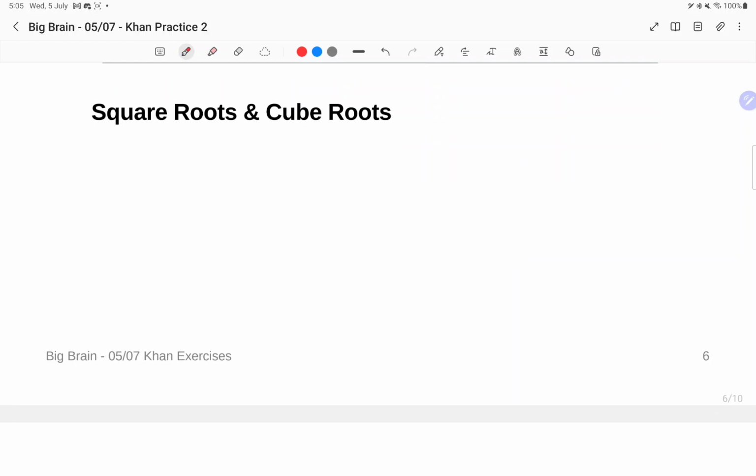Yeah? Avina? Square root of 25 equals 5. Any question? No? What cube root of what number equals 2? 8. Yes, the cube root of 8 equals 2.